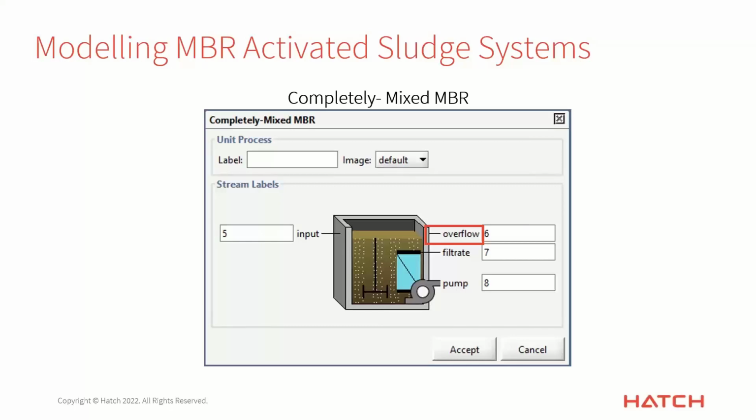Basically, as you'll see later, we're going to have a controller on the filtrate in order to keep the water level such that it never overflows. But I suppose there are some circumstances where it could potentially happen, and in that case, you would see some overflow coming out of your system.